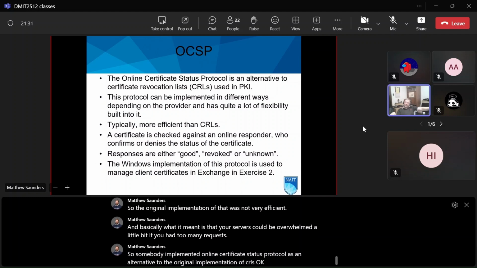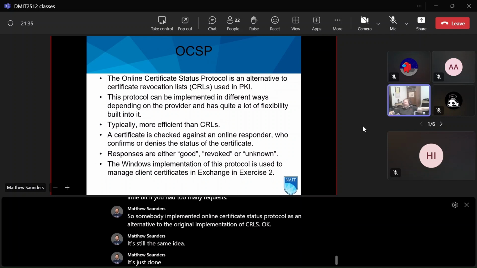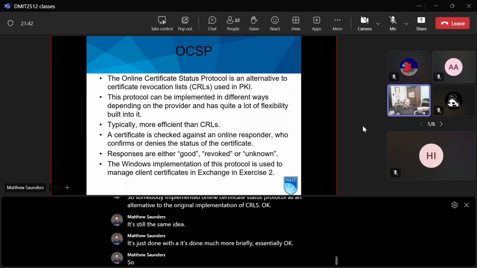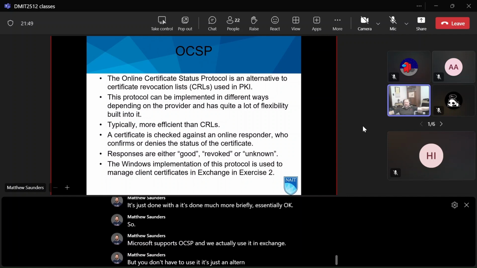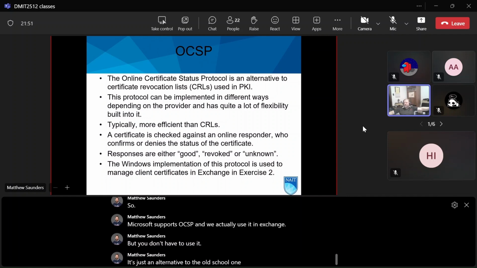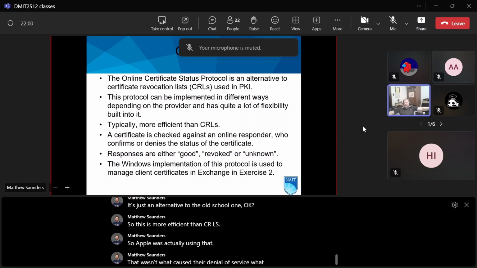Okay, it's still the same idea. It's just done much more briefly, essentially. Microsoft supports OCSP, and we actually use it in Exchange, but you don't have to use it. It's just an alternative to the old school one. So this is more efficient than CRLs. Apple was actually using that. That wasn't what caused their denial of service. What caused it was the choking of their internet connection, right?